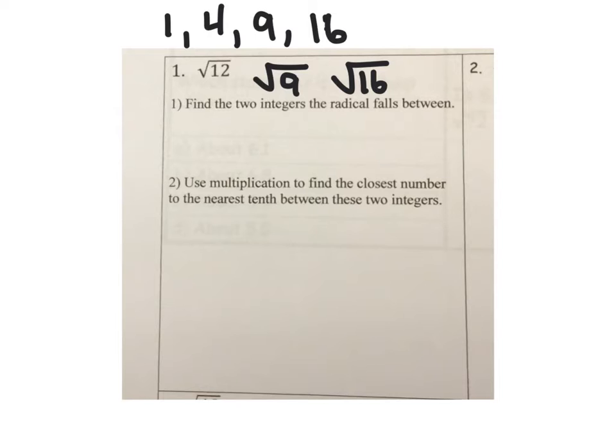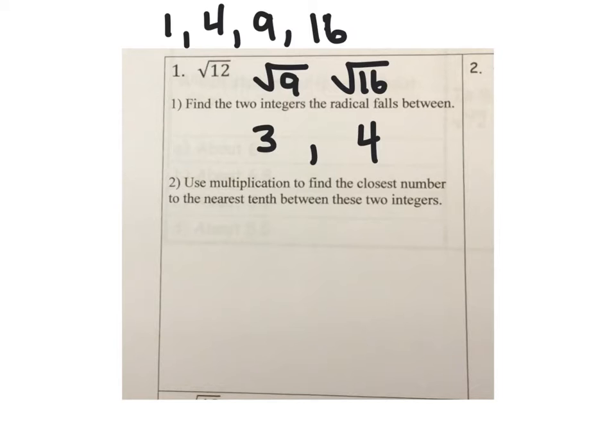So if I know that it falls between the square root of 9 and the square root of 16, because 12 is in between 9 and 16, and I know the square root of 9 is 3, and the square root of 16 is 4, then I know it falls somewhere between 3 and 4. So from there, we're going to use multiplication to figure out what it's closer to, to find what it would be to the nearest tenth.